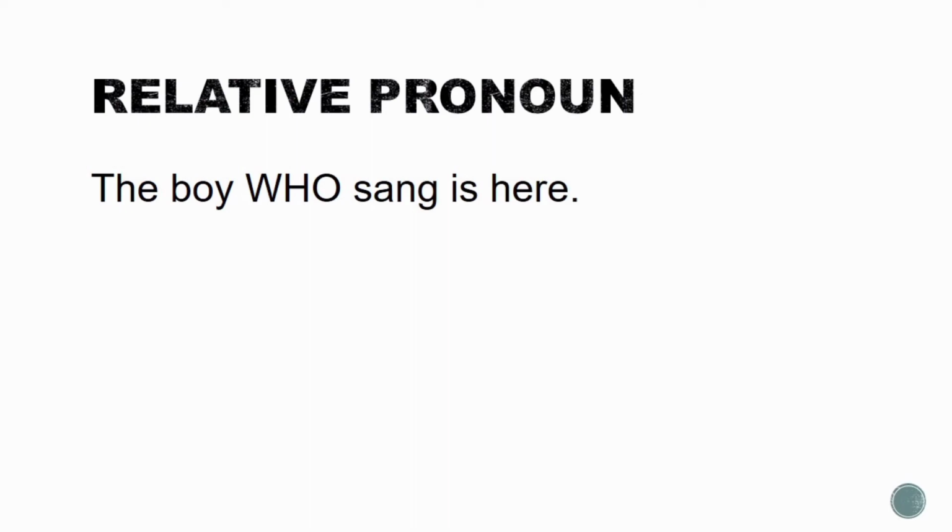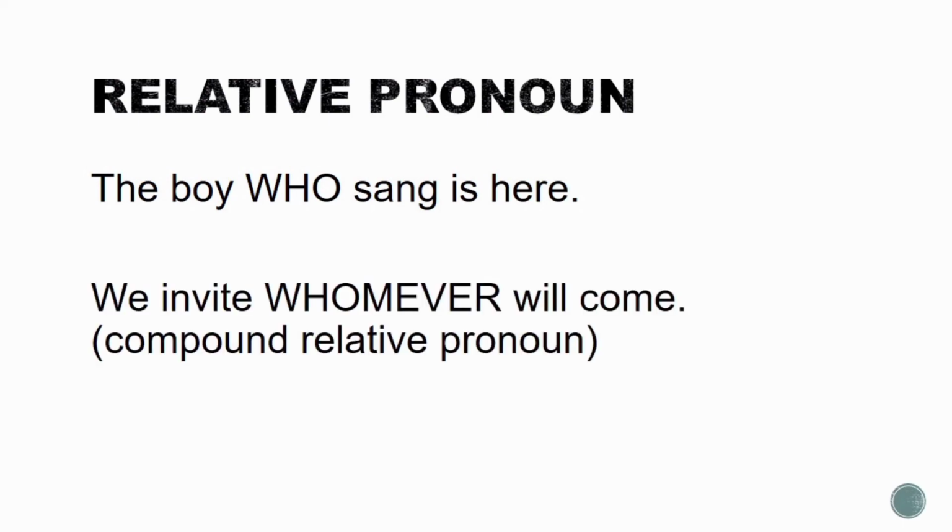First example: the boy who sang is here. Our relative pronoun who connects the two clauses, the boy is here and who sang. The next example: we invite whomever will come. Whomever, this time, is a compound relative pronoun, and it connects the clauses we invite and whomever will come.